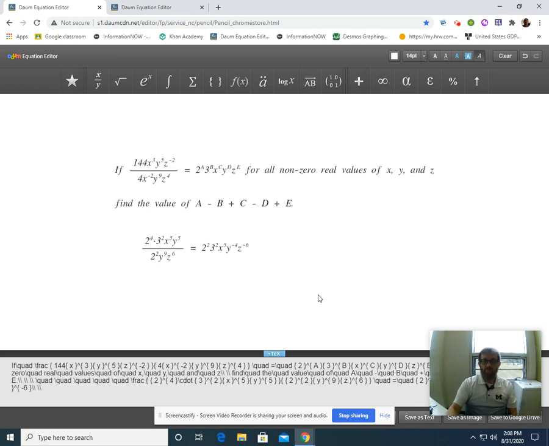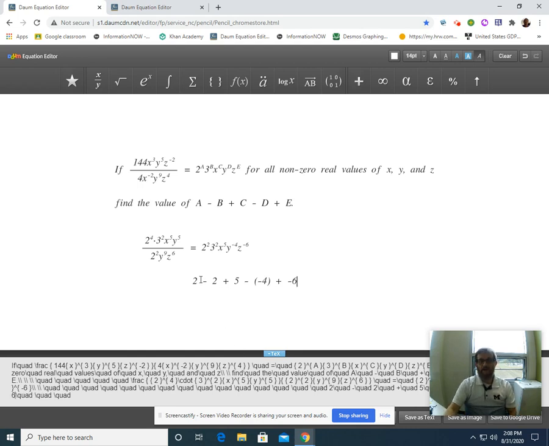Well, now that I've done that, I know exactly what A, B, C, D, and E are. I can quickly replace them. So now to do my problem, I want A, so that's 2, minus B is also 2, plus C is 5, minus D is negative 4, plus E is negative 6.